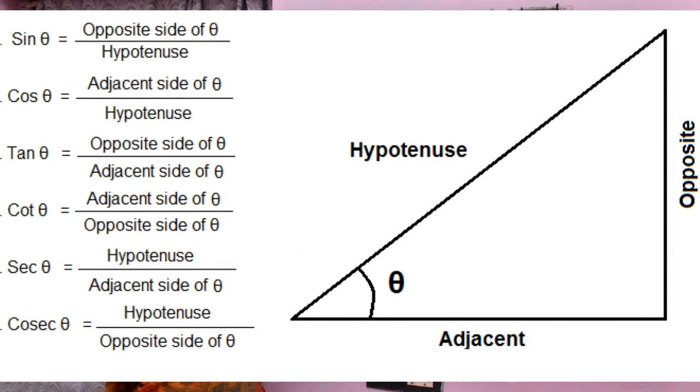So sin theta is opposite by hypotenuse and cos theta is adjacent by hypotenuse and tan theta is nothing but sin theta by cos theta, that is opposite by adjacent. Just by reversing these 3 we got cot theta, secant theta and cosecant theta. Cot theta is 1 by tan theta, that is adjacent by opposite, and secant theta is 1 by cos theta, that is hypotenuse by adjacent, and cosecant theta is hypotenuse by opposite. So these are the 6 trigonometric ratios.